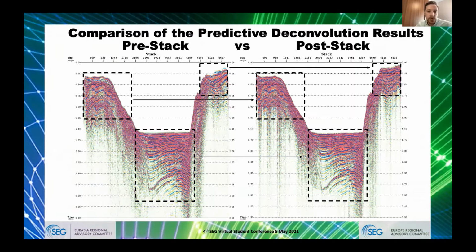predictive deconvolution on shot gathers and acquire the stack section, as you can see here on the left side of the slide, we definitely see that the multiple reflections are suppressed very well and the primary reflections are much more selectable. However, when we apply the predictive deconvolution to the post-stack domain, we see that the multiples are also suppressed, but the primary reflections are also attenuated. So it's really hard to select some of the primary reflections on the data.